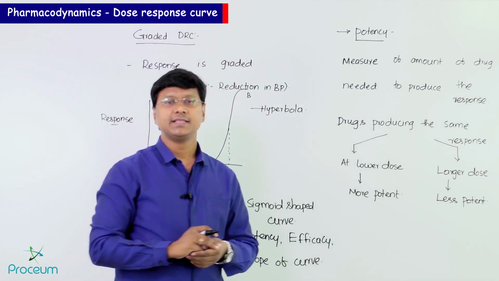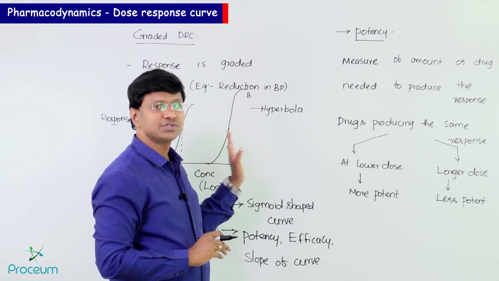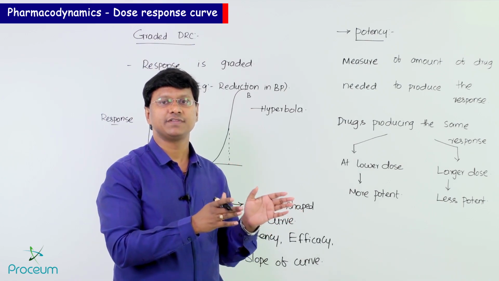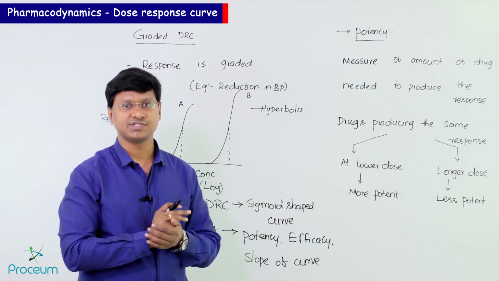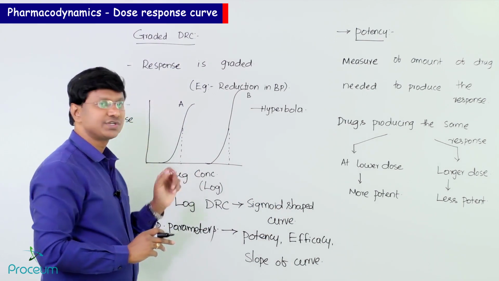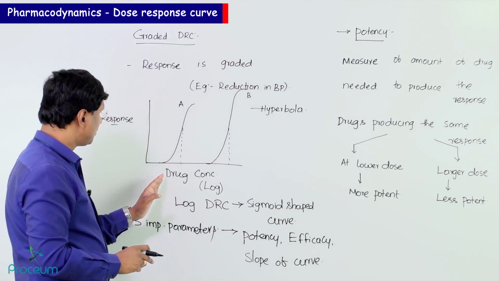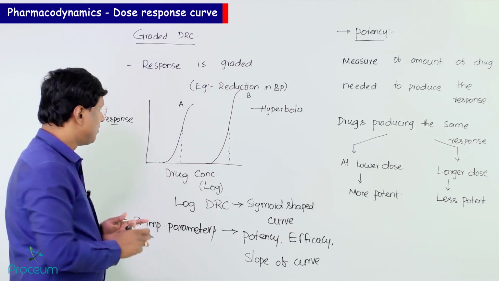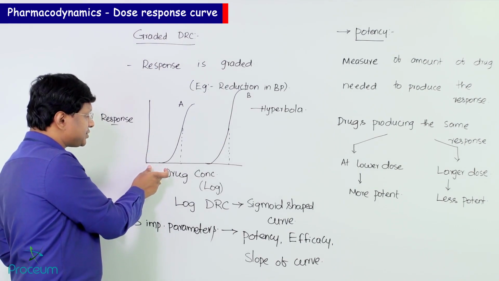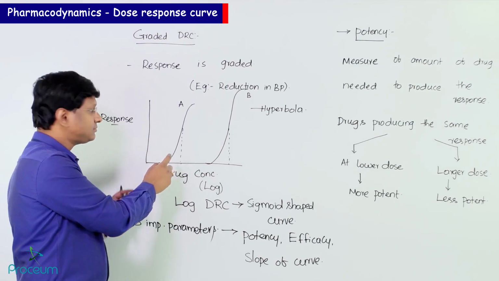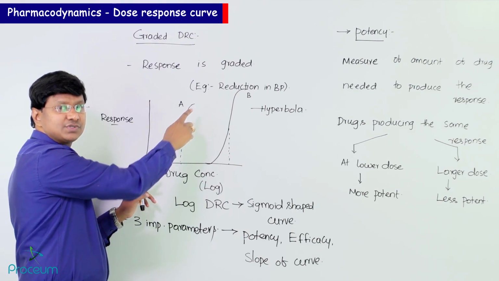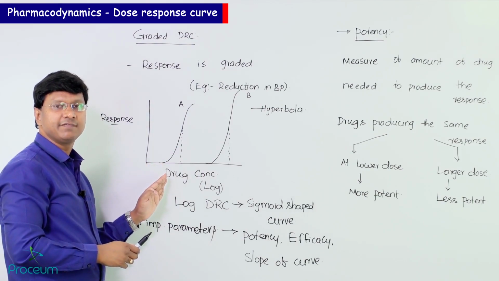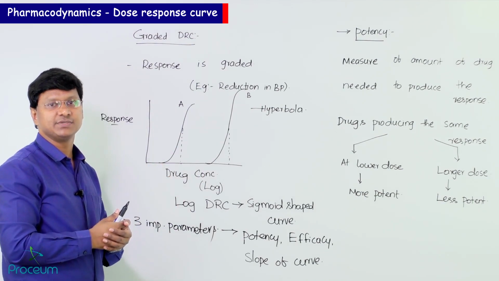Next, the other point you need to remember is that in the dose response curve, the more a drug is on the left side of the graph, the higher is its potency. So this is your dose response curve. More left side means what? The concentration of the drug required is less and the response is the same. So the more a drug is on the left side of the graph, the higher is its potency, and vice versa.